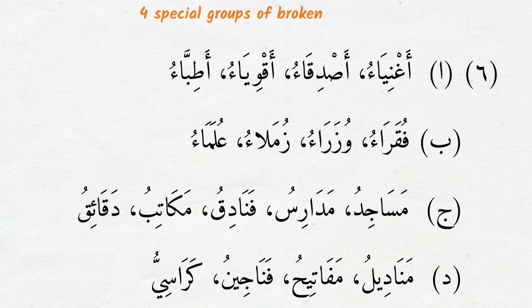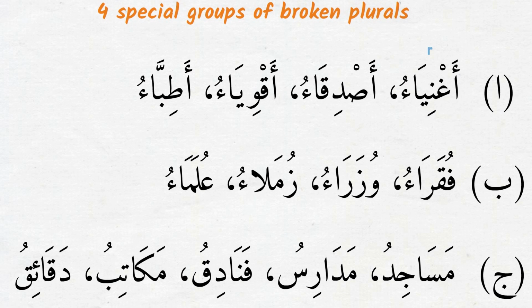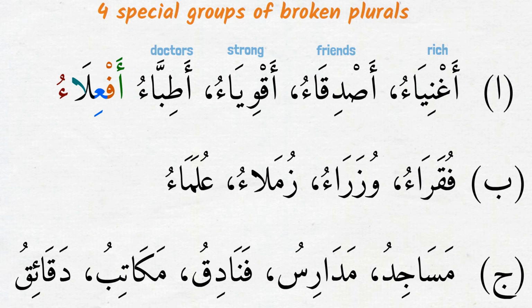And the last group, group number 6, is a group of broken plurals. It has 4 specific patterns, all of which belong to الممنوع من الصرف. Part alif has the example nouns such as أغنياء, أصدقاء, أقوياء, أطباء. Can you tell which pattern these words are following? They are following أفعلاء pattern, right? So the ism on أفعلاء pattern are diptotes.